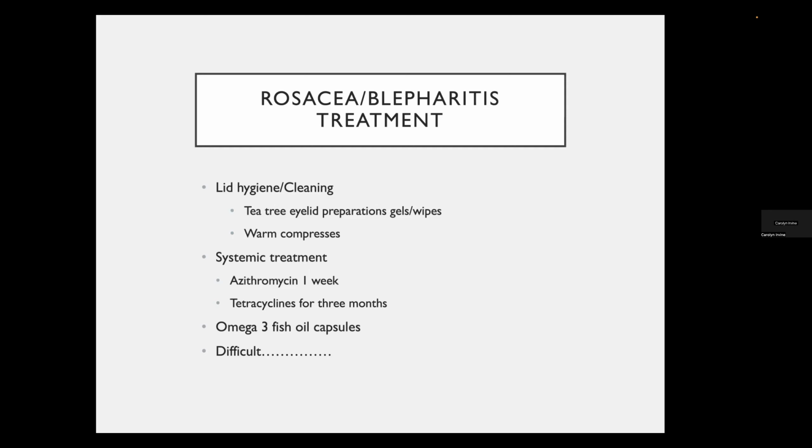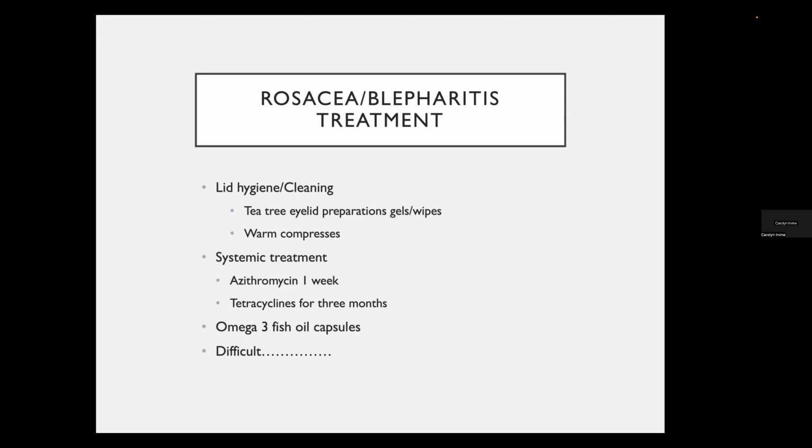Failing all that, we can give azithromycin or tetracyclines. We're not using them necessarily, we are using them a little bit for the antibacterial effect, but they seem to have a stabilizing effect on the gland production as well. And azithromycin seems to be just as good as tetracyclines for 3 months and easier for patients to use.